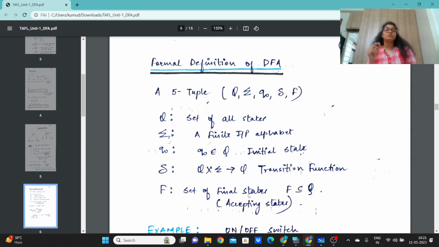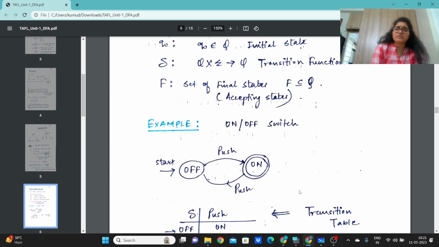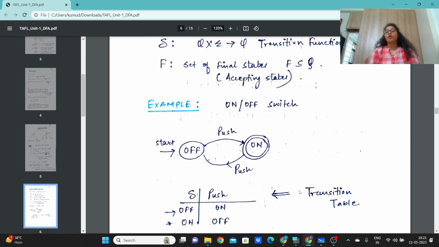तो अगर मैं आपको बोल रही हूँ set of final states, it means DFA में एक से ज्यादा final state हो सकती है, and that is why in DFA, that final state is a subset of set of states. Okay, so here is a very simple example, on and off switch.